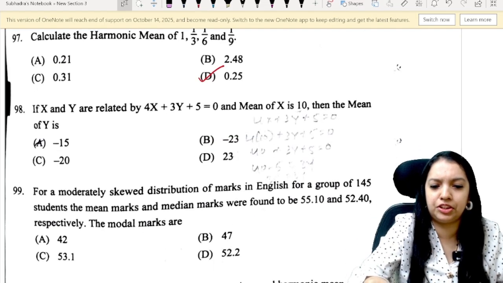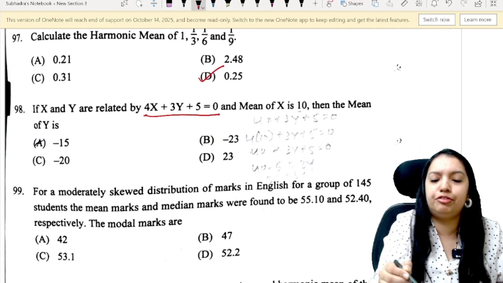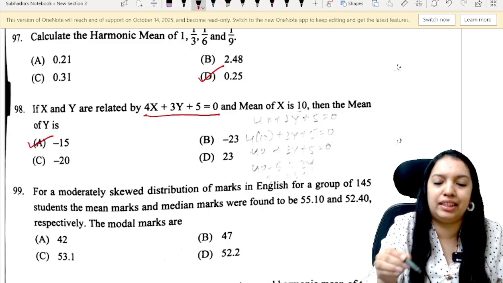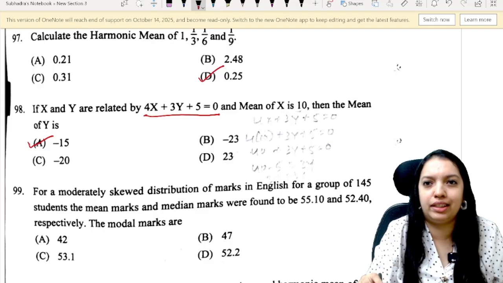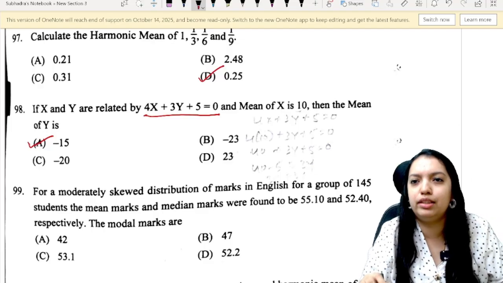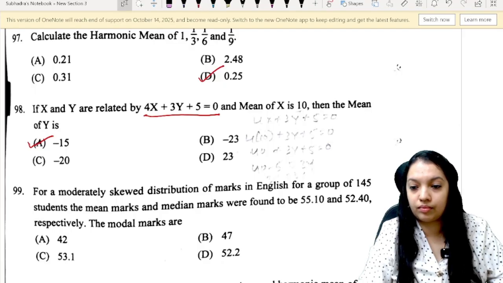Next is a simple question. In this equation itself, replace the value of x as 10. You will get the y value as minus 15. Basically, you will get 45 is equal to 3y, something like that. So, minus 45 divided by 3.